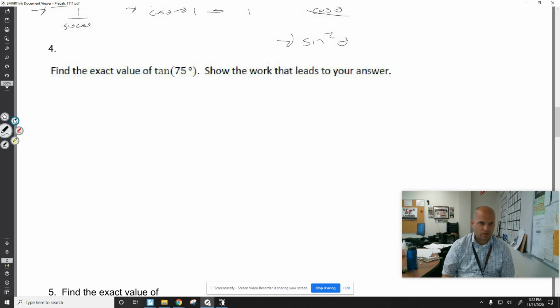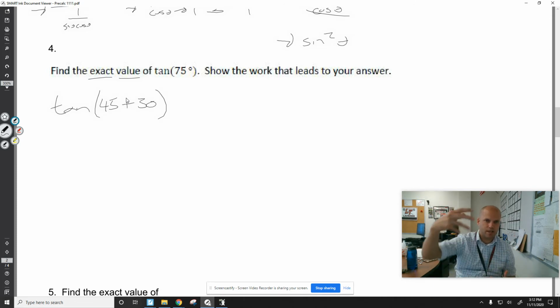What's the tangent of 75 degrees? Well, I don't know. You want the exact value, right? Try to use your calculator. Calculator's not going to give you an exact value. It's going to give you a decimal. You need to figure this out using the summation. Pick two angles that you do know the tangent of. I know the tangent of 45. I know the tangent of 30. So tangent of 45 plus 30 is how I'm going to take care of the tangent of 75.